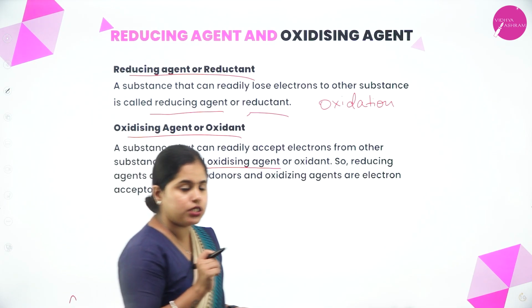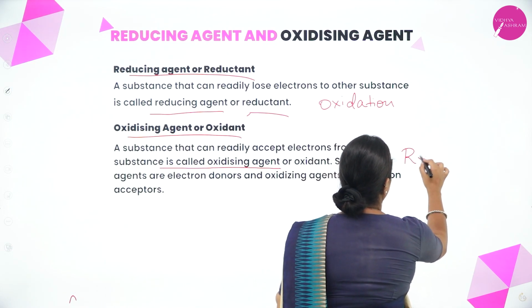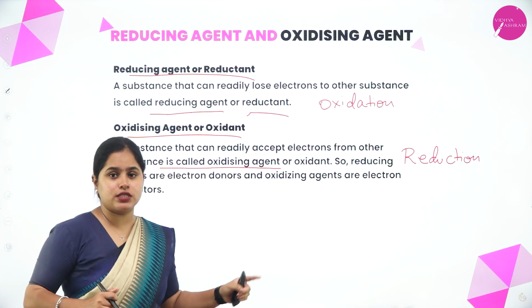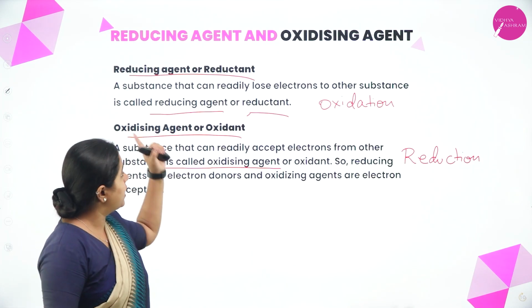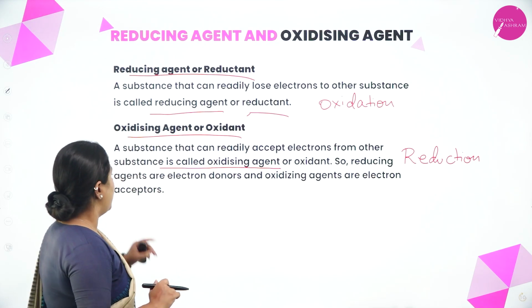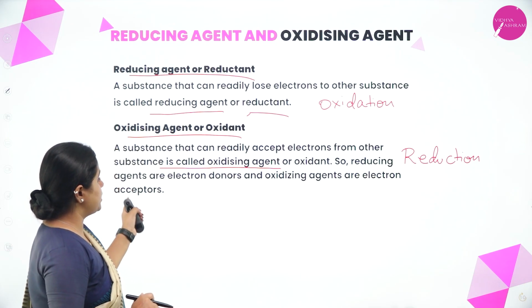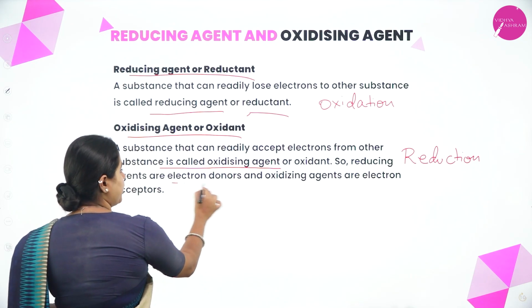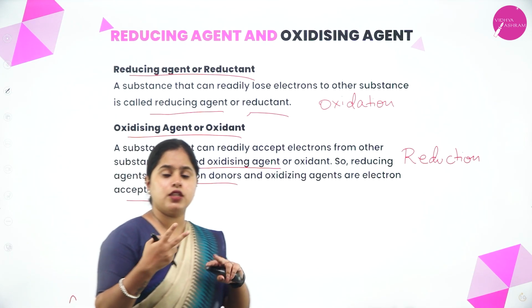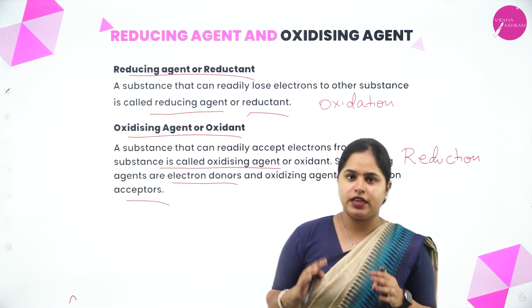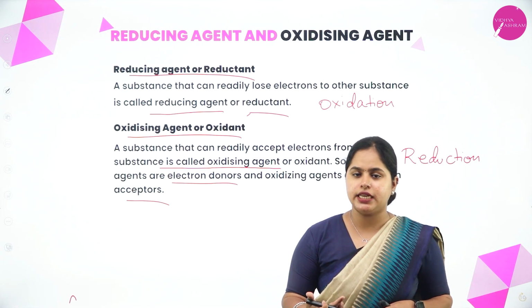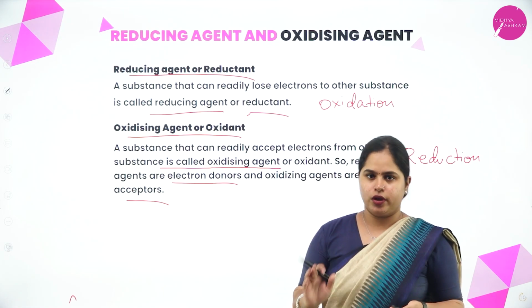So what type of reaction is taking place? It is reduction, right? So what does that mean? Oxidizing agents or oxidant undergoes reduction and reducing agent or reductant undergoes oxidation. Reducing agents are electron donors, and oxidizing agents are electron acceptors. So it is in the opposite way. You have to be very careful here. Reducing agents will undergo oxidation and oxidizing agents will undergo reduction. So I hope that is clear.